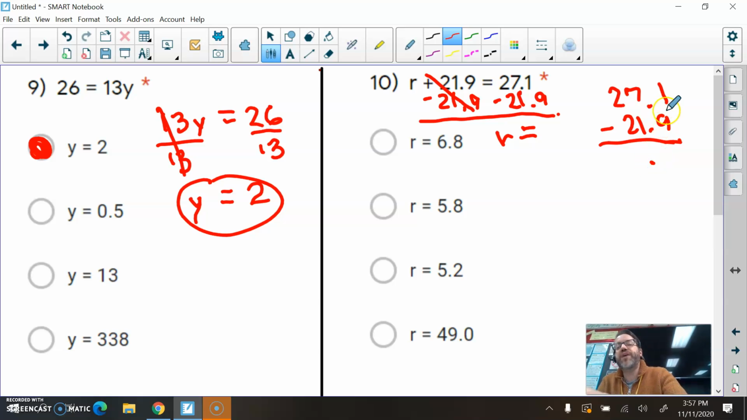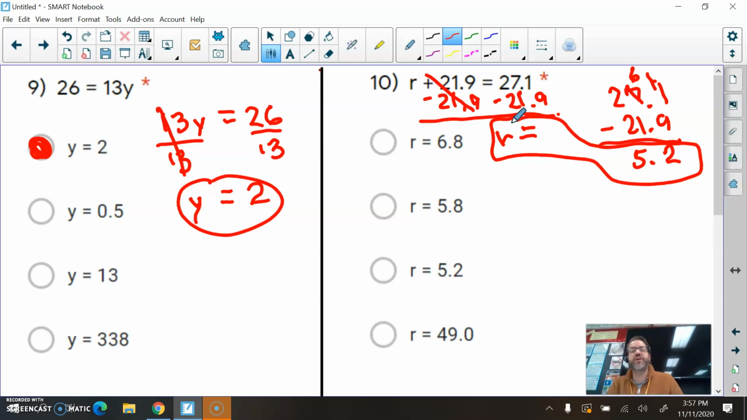But now I cannot subtract 9 from 1 without going in the negatives. So let's make 7. We'll regroup here. Make 7 6. This becomes 11. 11 minus 9 is 2. 6 minus 1 is 5. 2 minus 2 is 0. So R equals 5.2.